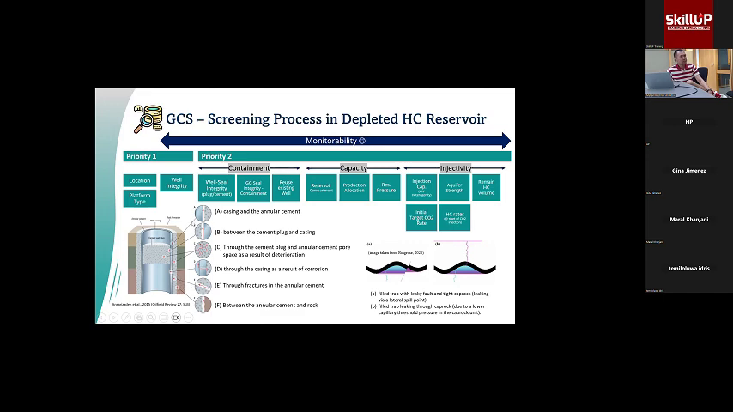So that's why well integrity is really important to evaluate, because once you inject the CO2 into the wells, you need to make sure that the CO2 is not leaking through the well integrity itself. So if you already have a potential that the well integrity is not good in your depleted field, then you have to remove the field from being selected for storage. But if you already passed this assessment, then you can go to priority two.